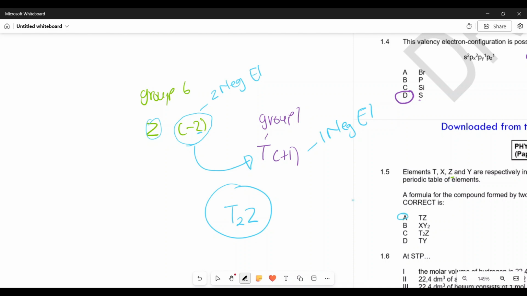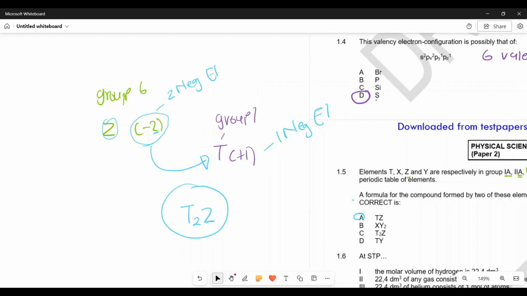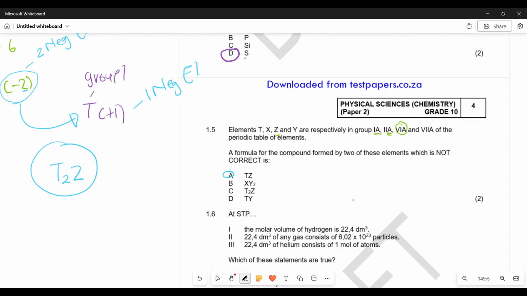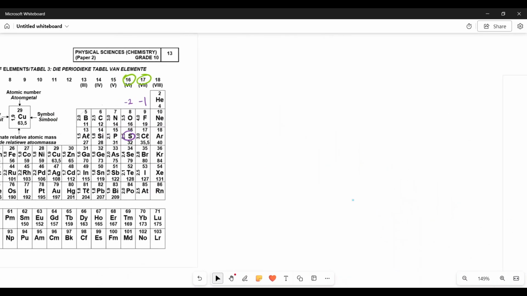So let me make an example with the second alphabet B, right? So X is in the second group. So X is in group 2. And remember, in group 2, it's plus 2. Now my Y, it's in the last group here, it's group 7, right? So it's 7. So let me confirm, yes. And here it's negative 1.